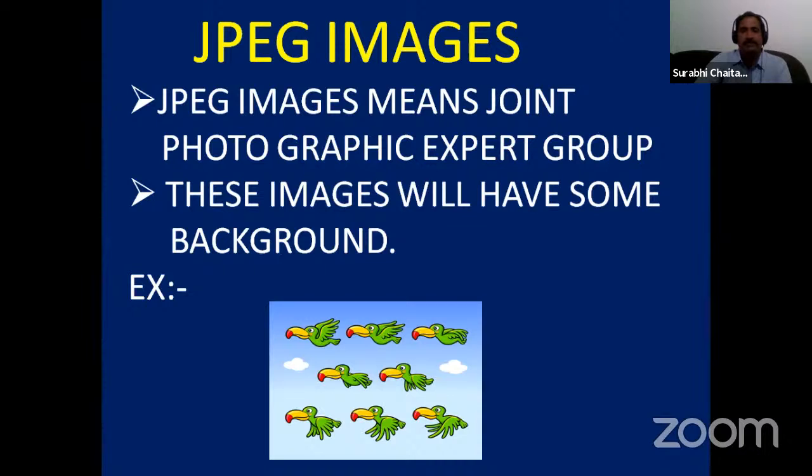This will make images with some background. Here you can observe some background for these images. Now it is a sequence of free flying birds. It is a parrot. It is flying in the sky. You can see the background. JPG images will always have some background. That means it is a JPG image. By default, they will have some background.